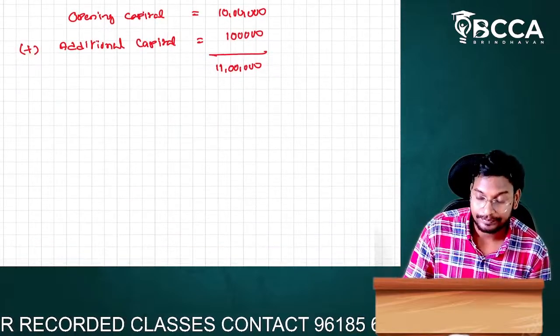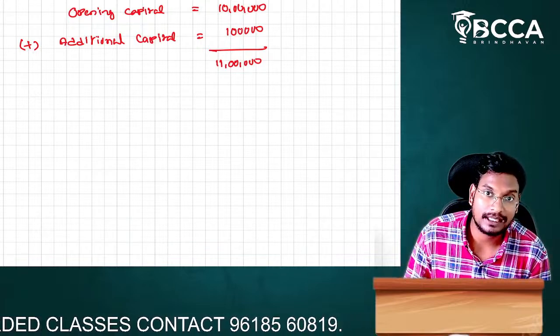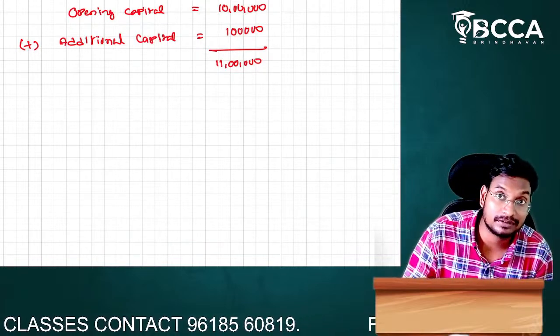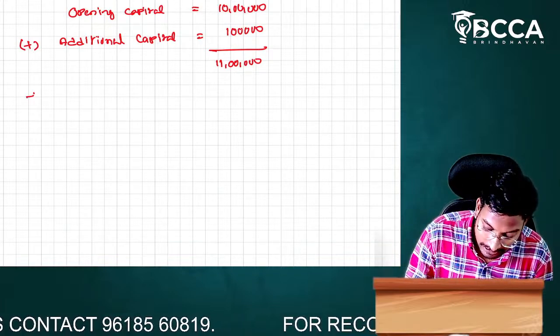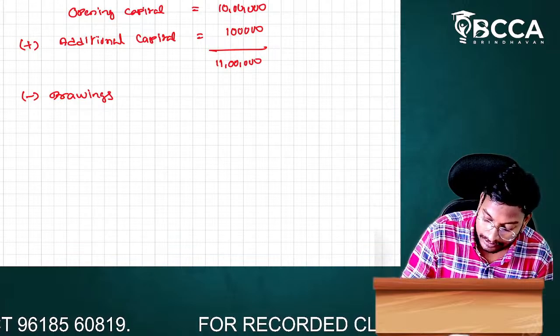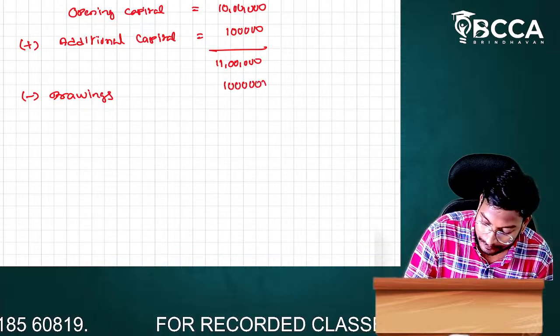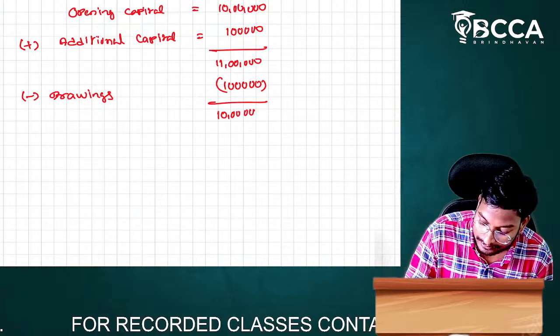Then the owner takes cash of rupees 1 lakh from the business for his personal use, which is called drawings. We have to reduce the drawings amount, 1 lakh. Then the balance is 10 lakhs.